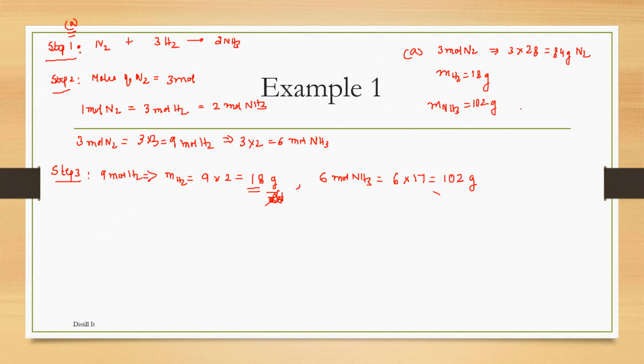As I told you, the law of conservation of mass states that mass of reactants would be equal to mass of the products. So mass of the reactants is equal to 84 plus 18, which is 102 grams. And the product, that is ammonia, is 102 grams. Therefore, the law of conservation of mass is verified. Let me tell you that the law of conservation of mass is always verified for every chemical reaction. That is how this concept of stoichiometry has been formed.